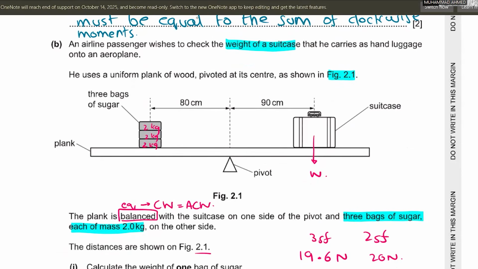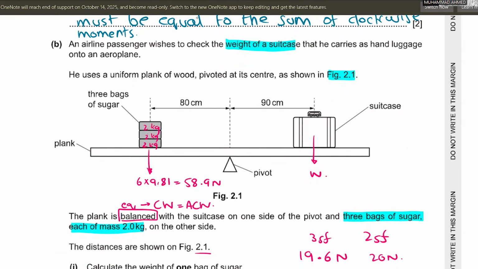Now if you realize, this is 2 kg, this is 2 kg, this is 2 kg. Total bags of sugar का weight क्या हो जाएगा? 6 into 9.81. Can you calculate this answer? 6 into 9.81. This comes out to be 58.9. बेटा ये तीनों bags of sugar का अगर मैं weight लगाऊं तो this comes out to be 58.9.